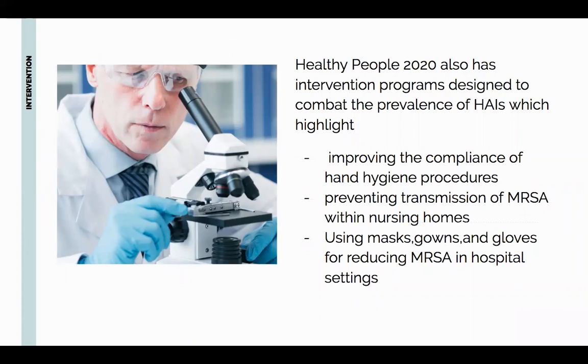Healthy People 2020 also has intervention programs designed to combat the prevalence of HAIs, which highlight improving the compliance of hand hygiene procedures, preventing transmission of MRSA within nursing homes, using masks, gowns, and gloves for reducing MRSA in a hospital setting.